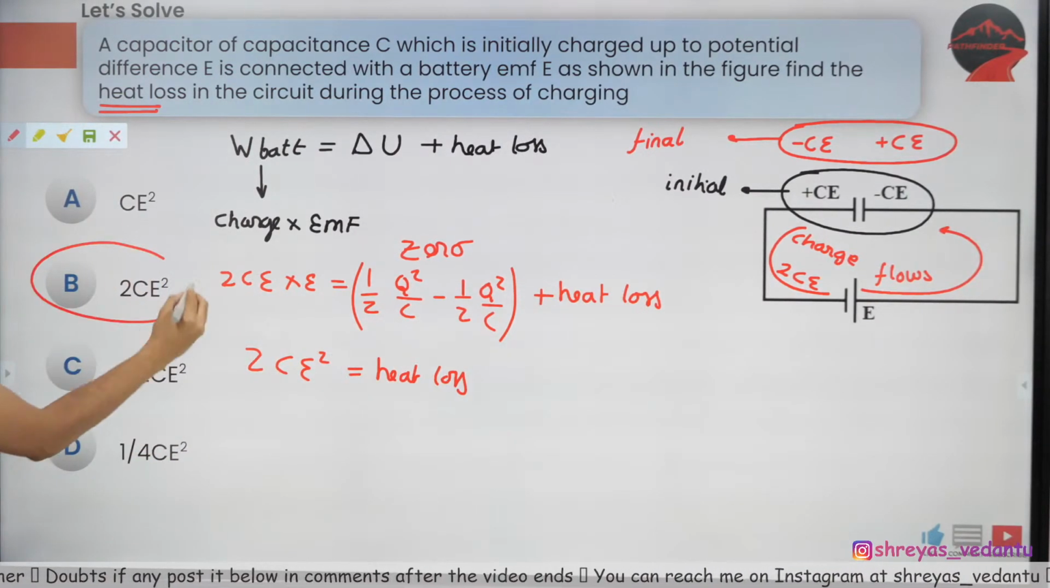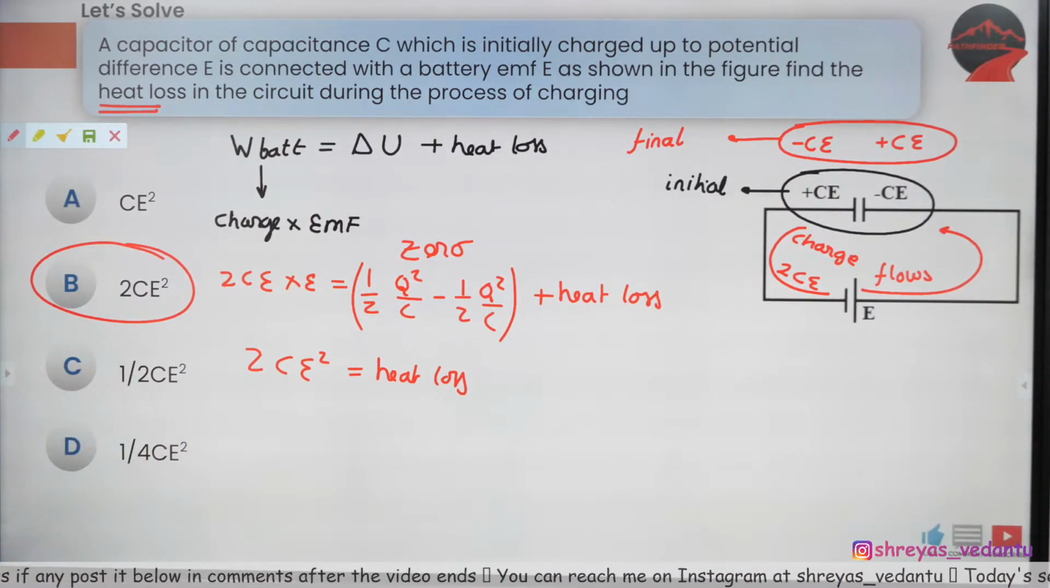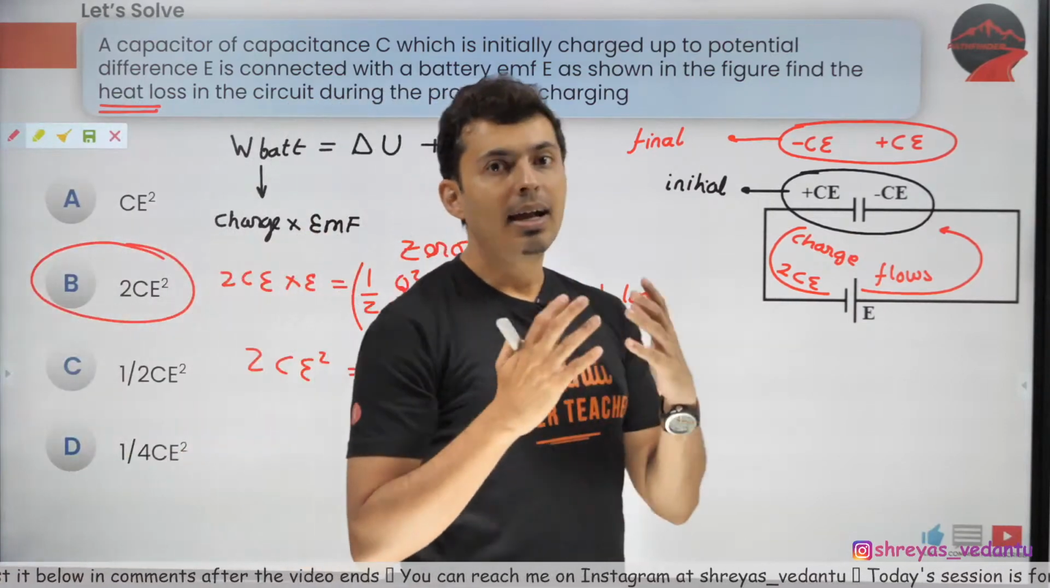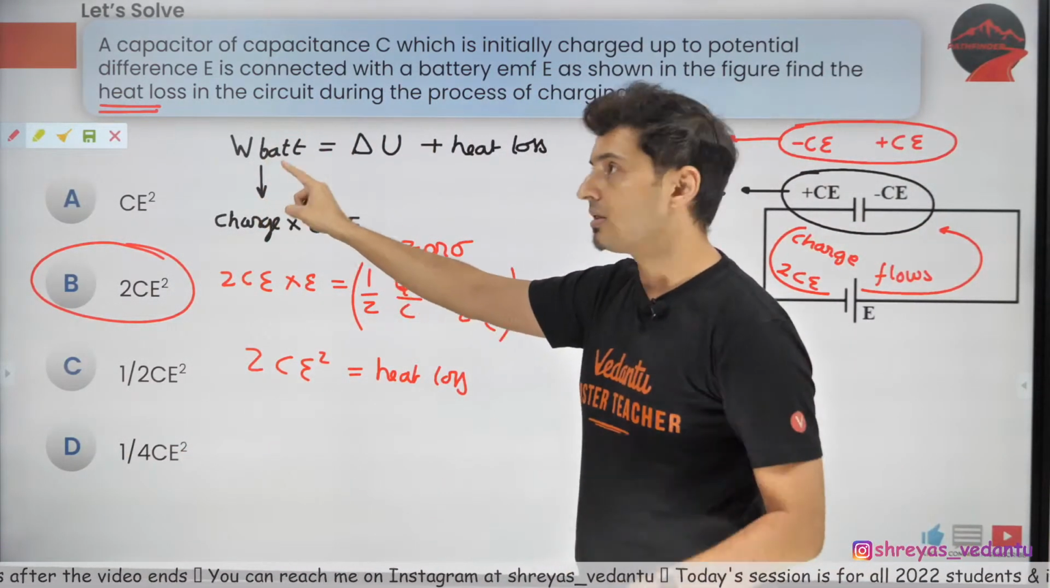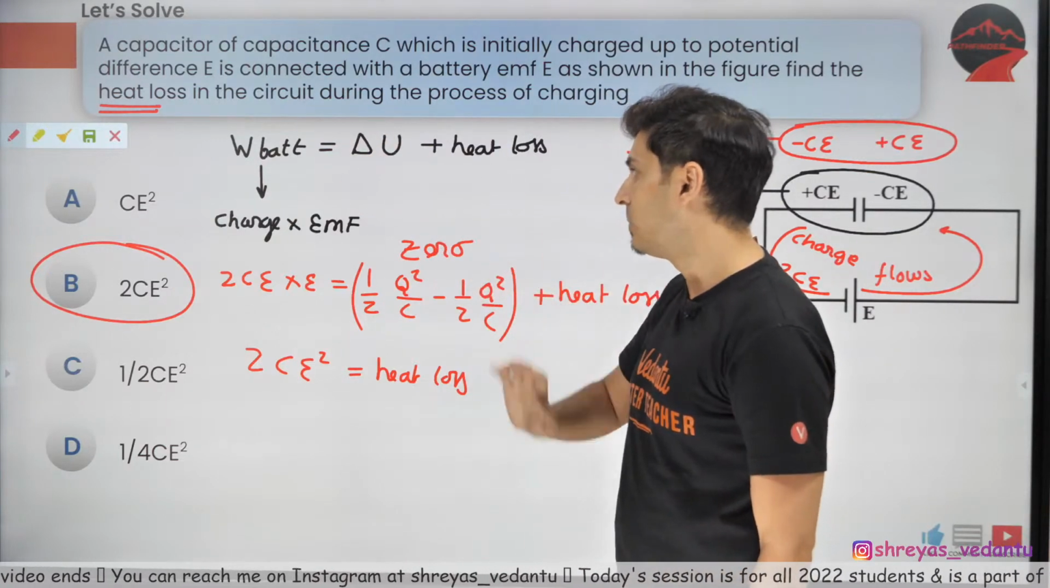Many of you would have made this mistake and written down either C or D. So try and get the concept right. First concept is, remember this Shreyas Sir's equation: work done by battery is delta U plus heat loss.